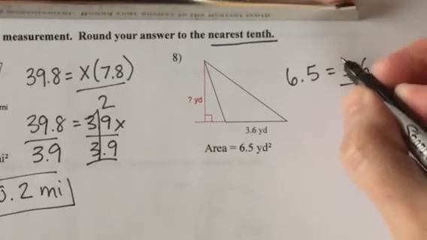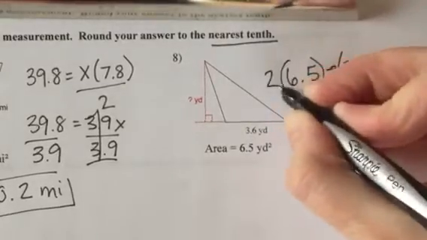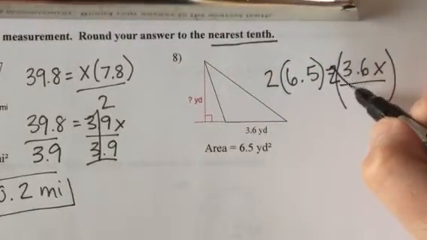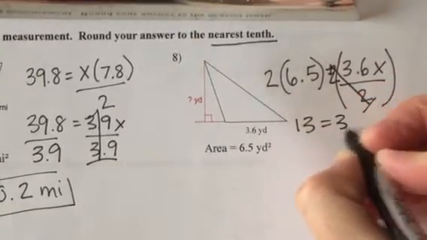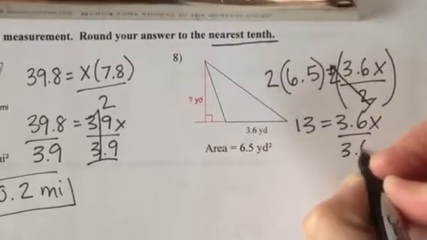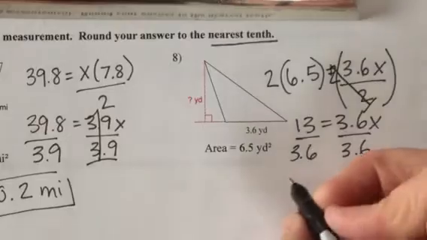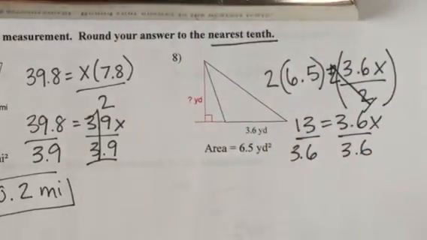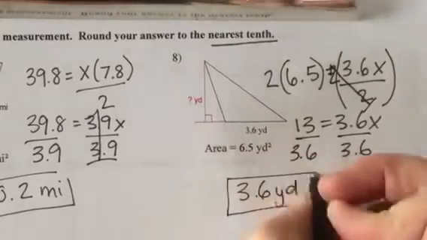I'm going to start instead by getting rid of the fraction by multiplying both sides by 2. So I take that side times 2 and this side times 2. Over here, 2 divided by 2 is 1. So the 2 just disappears from that. If I take 2 times 6.5, that's going to be 13. So I have 13 equals 3.6x. To find x, I can divide both sides by 3.6. 13 divided by 3.6 gives 3.61111 repeating. So my final answer is going to be 3.6, and they're labeling it in yards.